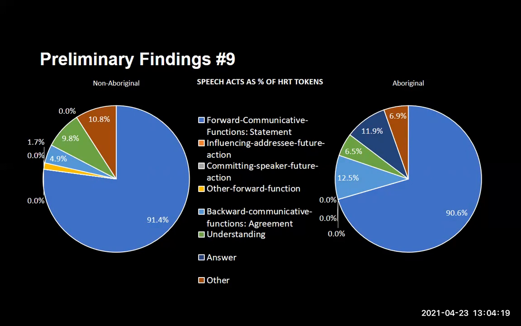On the other hand, Aboriginal participants appear to be using significantly more backward communicative functions, such as agreement, with high-rising terminals, and employ uptalk significantly more when answering questions than non-Aboriginal participants, who rarely seem to.